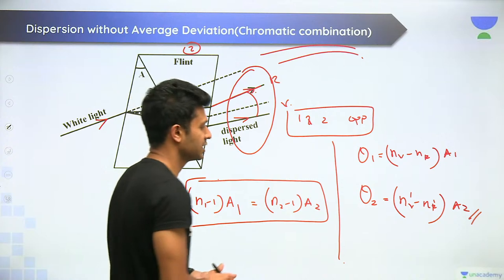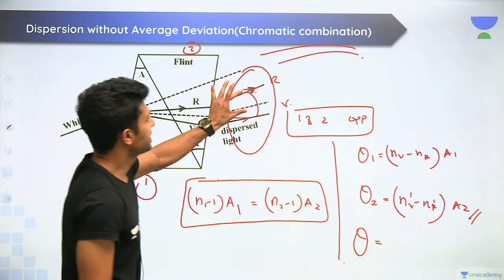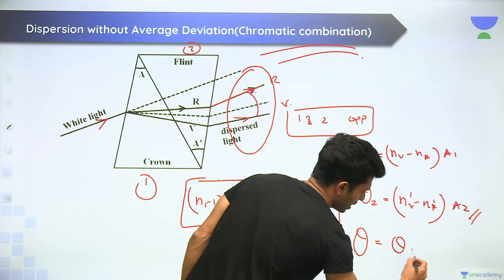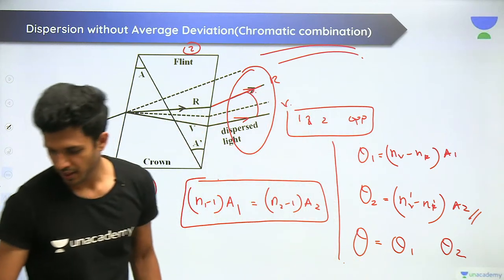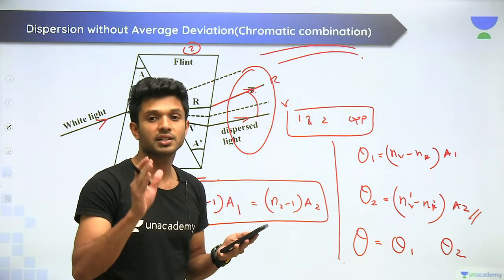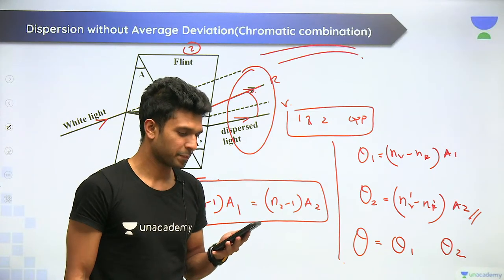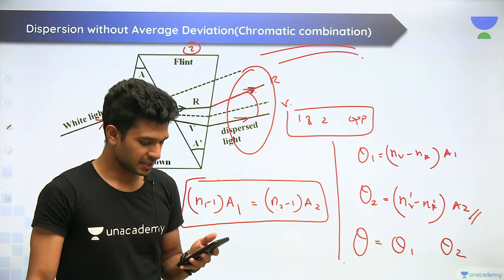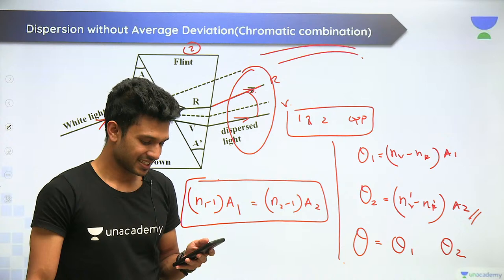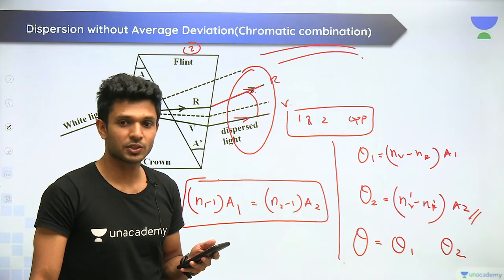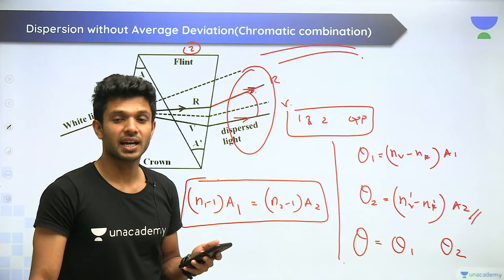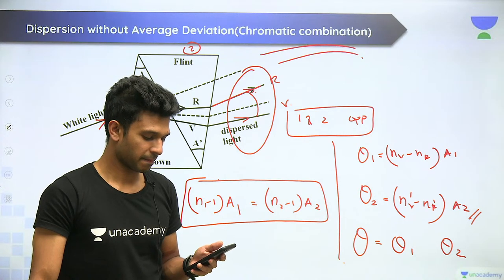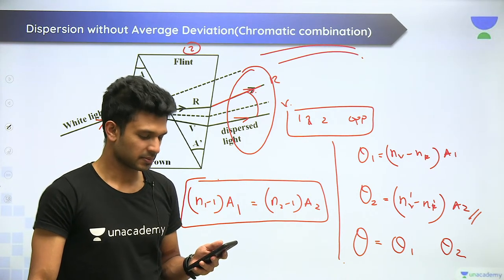How will you find out the net dispersion? The net angular dispersion, once it comes out of both the prisms, is it theta 1 plus theta 2 or theta 1 minus theta 2? Quickly, I want every one of you to give the answer in the chat box. I'm looking into the chat box. Update me. Is it plus or minus? Until I get the correct answer, I'm not going to move forward. I'm so adamant.